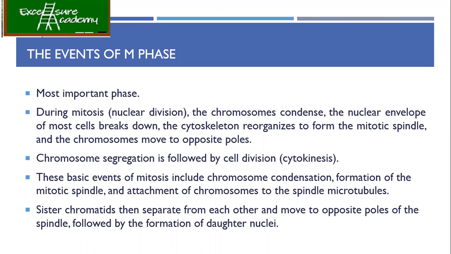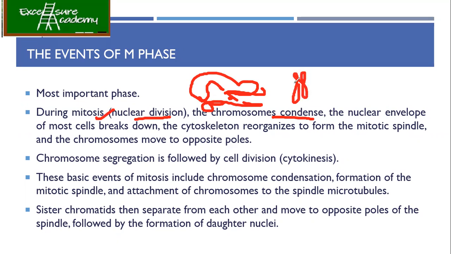So the events of the M phase. It is the most important phase of the cell cycle. During mitosis, which is also called nuclear division, what happens? The chromosomes condense. We know that they are in the chromatin fiber form, present inside the nucleus. Once they are supposed to enter mitosis, they will start condensing and finally form the chromosome. The nuclear envelope of the cell will break down. The cytoskeleton reorganizes to form the mitotic spindle, and the chromosomes move to the opposite poles.